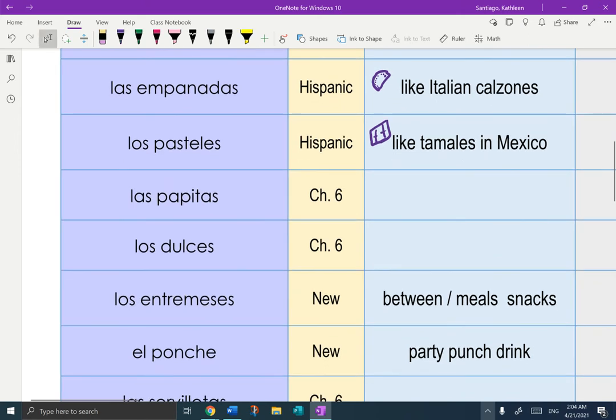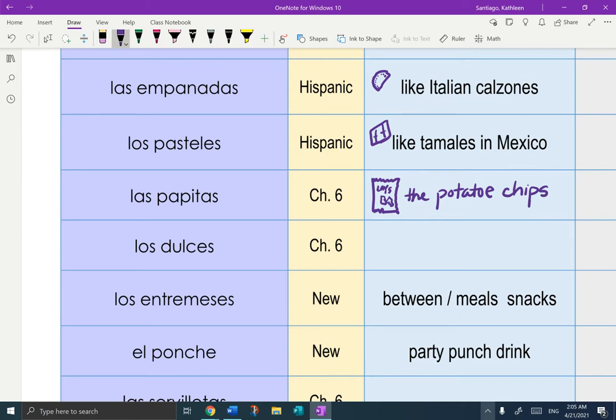Las papitas. That's from chapter 6. Las papitas. So I might get a bag of these. This is going to be my bag of them. And it might say Lay's on them. Okay, so what are las papitas? Okay, the potato chips. Okay, or you might hear this as fries. Papitas is also used as French fries.